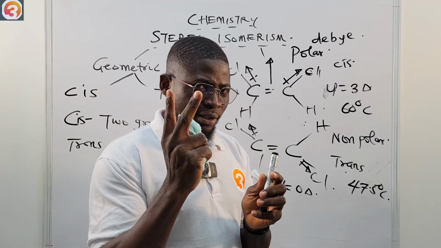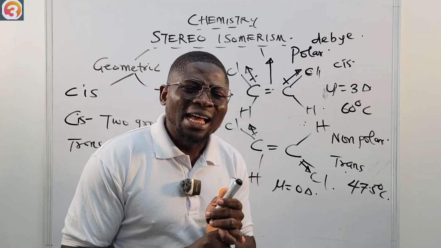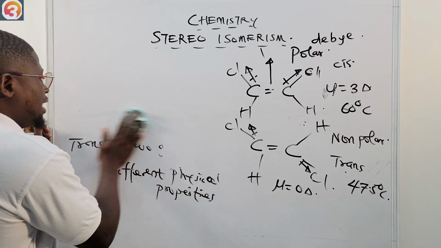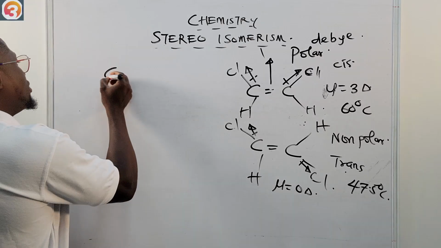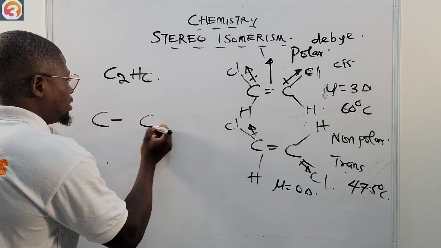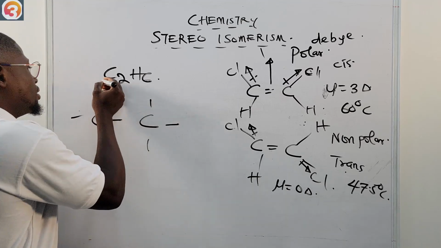Now, in another news, let's look at ethane. Ethane has two forms. We have what we call the staggered form and the eclipse form. Ethane is an alkane, that is C2H6. This is ethane drawn like this. It's a single bond.